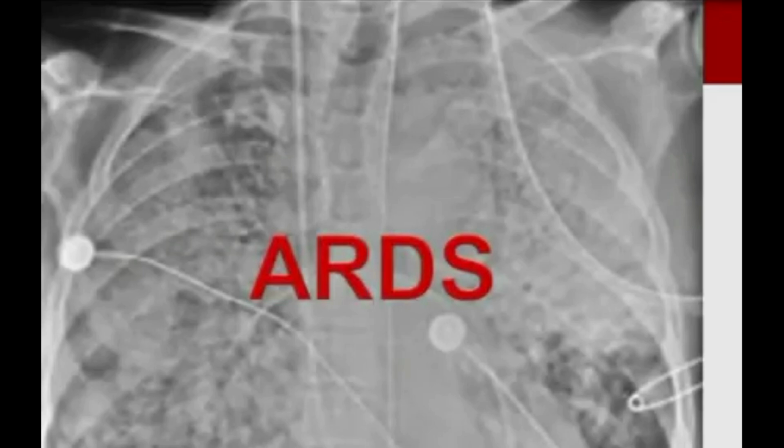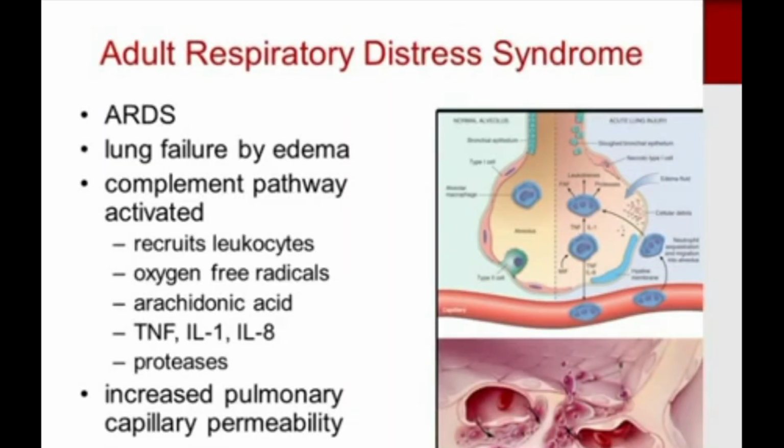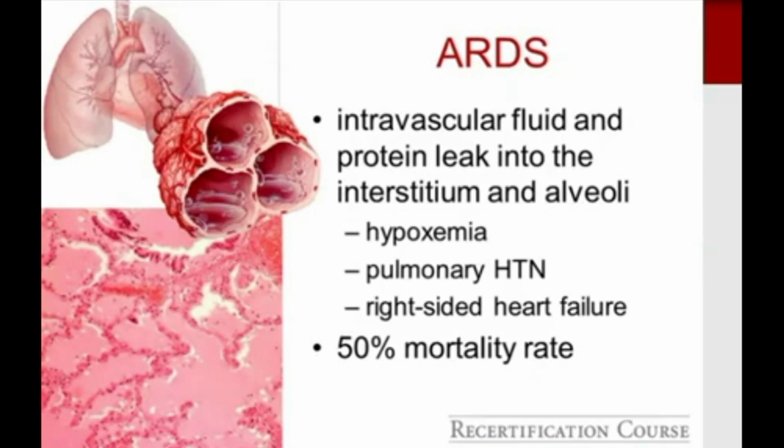ARDS is another postoperative complication that's important for orthopedic surgeons to recognize. This is adult respiratory distress syndrome, or ARDS. This is lung failure caused by edema. The complement pathway has been activated here, and leukocytes and free radicals have been recruited into the area of the lungs. You have inflammatory enzymes and proteases. Ultimately, you have increased pulmonary capillary permeability, which causes ARDS. With ARDS, you have intravascular fluid and protein leaking into the interstitium and alveoli. It manifests as hypoxemia, pulmonary hypertension, and right-sided heart failure. ARDS is very dangerous, with a 50% mortality rate, so it should be recognized early if it's developing.